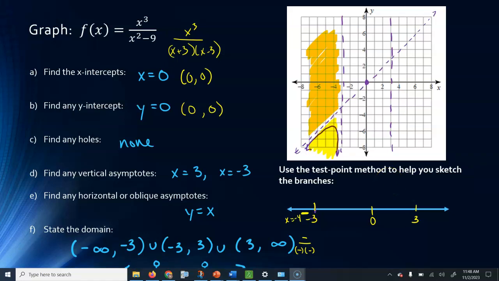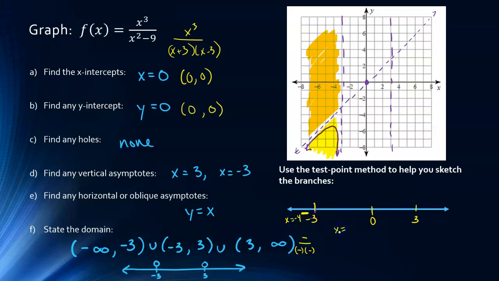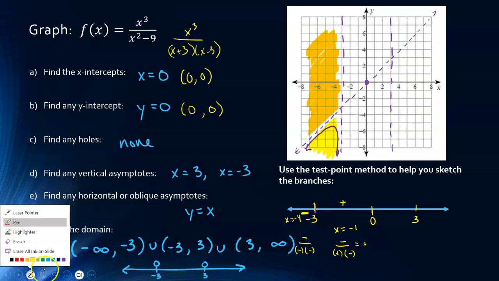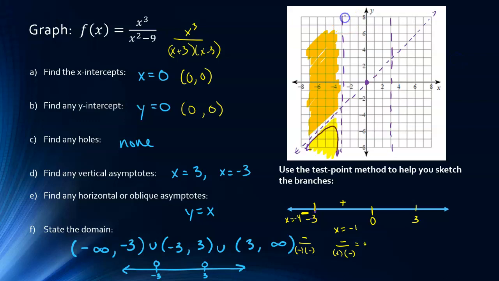So that next interval will be between negative 3 and my x-intercept of 0. So I'm going to pick a value like x equaling, let's use negative 1. So if I put negative 1 in there, negative 1 cubed, a negative number cubed would stay negative. And negative 1 plus 3, that'd be positive. Negative 1 minus 3, that'd be negative. So our denominator would end up being negative, and a negative in the numerator divided by a negative in the denominator would be positive. So between negative 3 and 0, my graph would be positive.